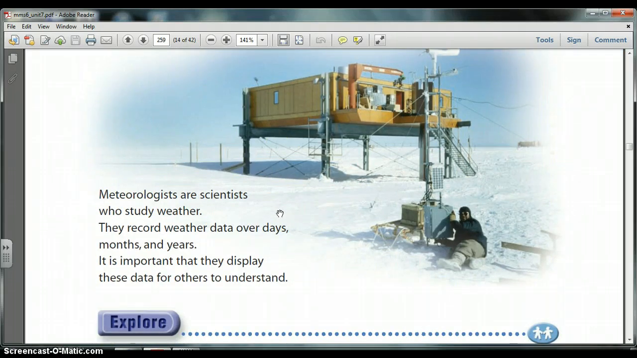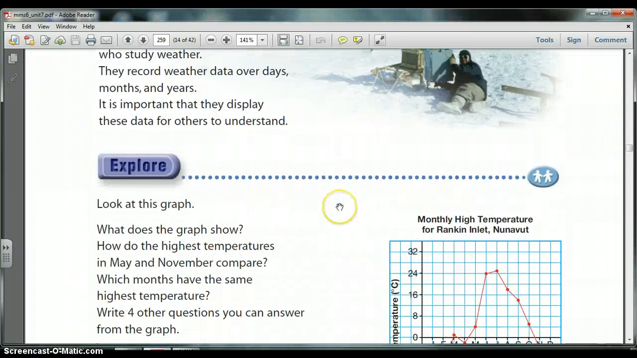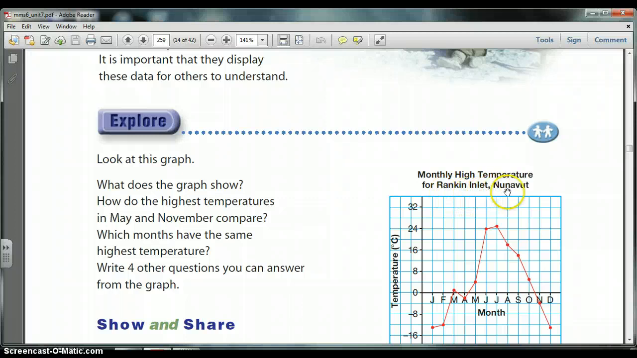Meteorologists are scientists who study weather. They record weather data over days, months, and years. It is important that they display these data for others to understand. Because we want to know how cold or hot it is, especially when we're planning our trip here to Rankin Inlet in Nunavut. We want to find out when we should go. Depends, I guess, if you want to be cold or hot. Well, there's really never any hot.